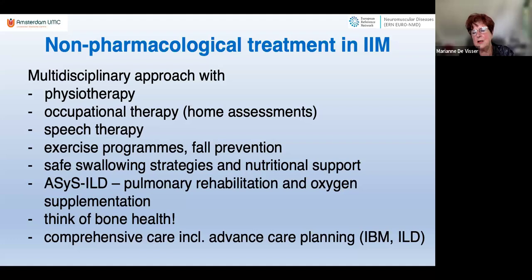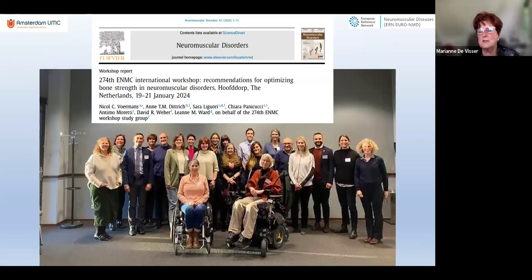In case of ILD, which is a feature not only in anti-synthetase syndrome, but also in a subtype of dermatomyositis, there should be attention for pulmonary rehabilitation and oxygen supplementation. We have to think of bone health. I will show a few slides on that because it's extremely important.